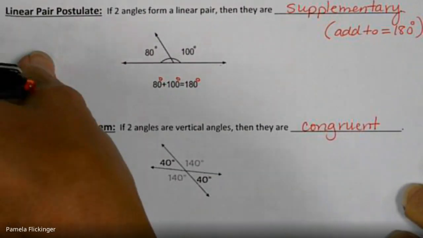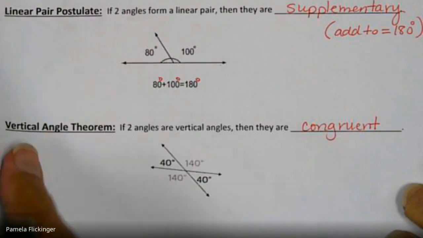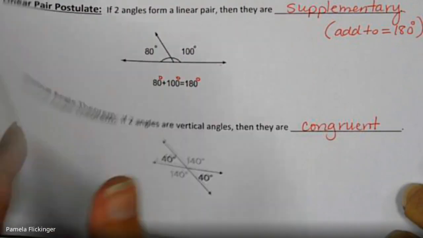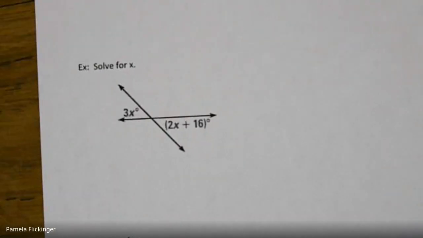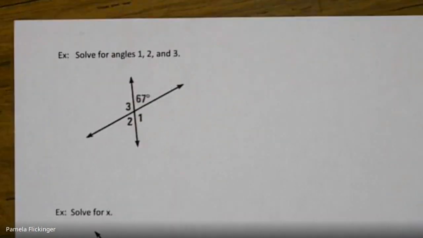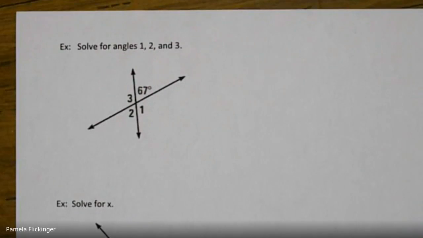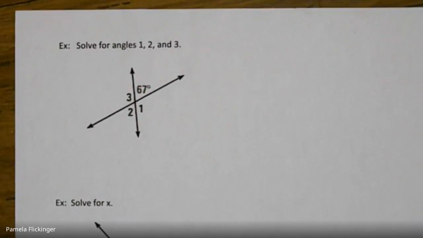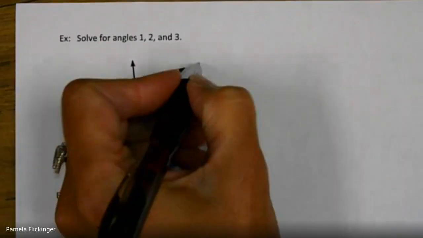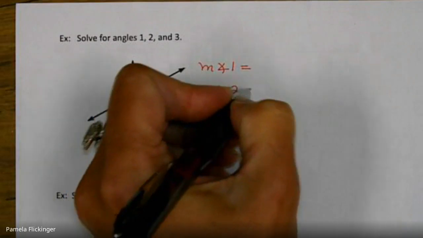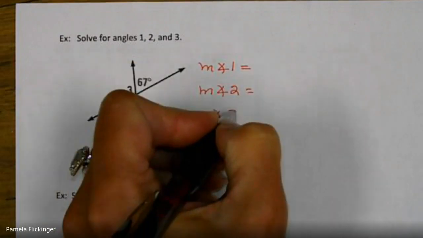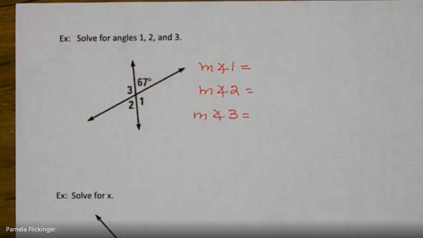The next page are some problems that we can look at that you'll be asked to solve. All right. So in the first one, we're asked to find the measures of angles 1, 2, and 3. So just to get ourselves set up, I'm going to find the measure of angle 1, the measure of angle 2, and the measure of angle 3.